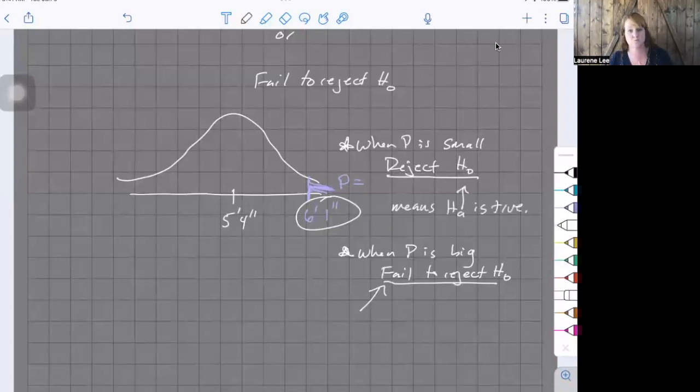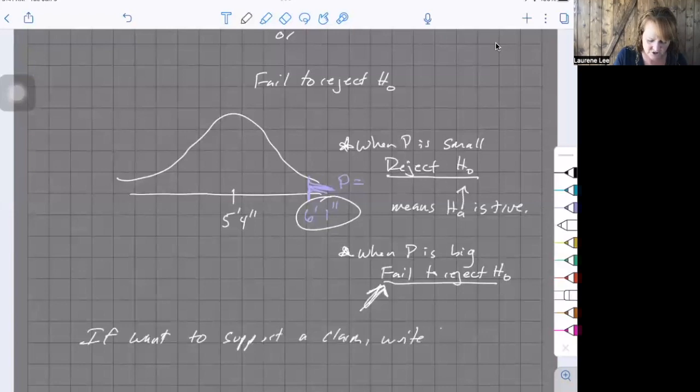Okay, right? If one is wrong, then the other's right. Whereas here we're saying, well, we're not going to reject it, but we're not accepting it either. It's a little wishy-washy. So if you want to support a claim, write HA as your claim.